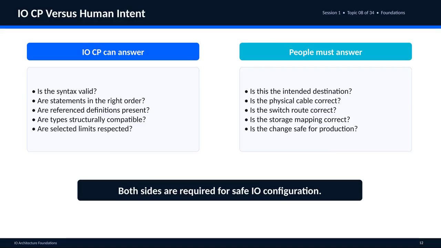IOCP is excellent at rule-based questions. Is the syntax valid? Is the order correct? Are the references defined? And are the types compatible? People must answer intent-based questions. Is this actually the destination we wanted? Is the cable connected to the expected port? Does the switch route lead to the right storage? And is the change safe for production? When both sides are used together, the configuration process becomes much stronger.